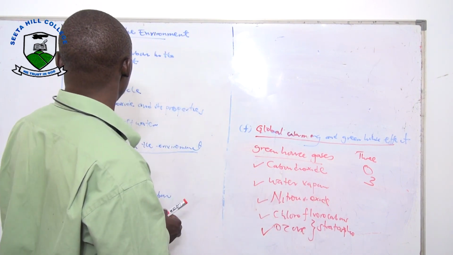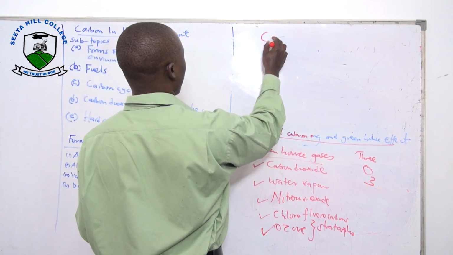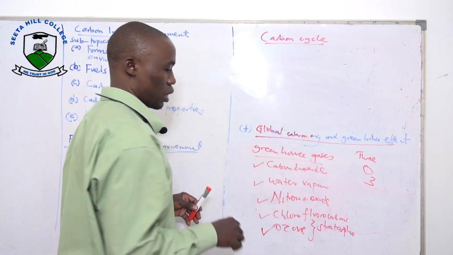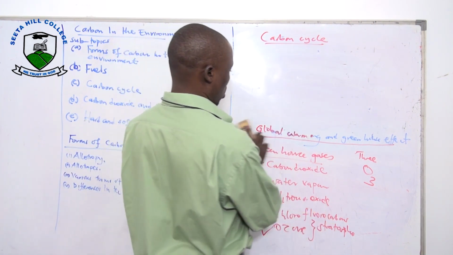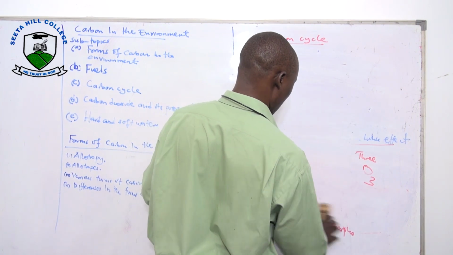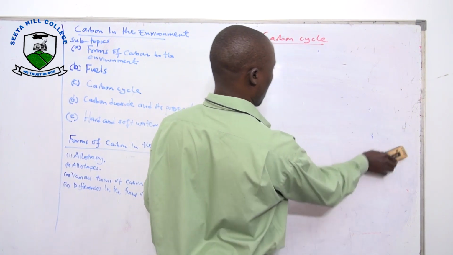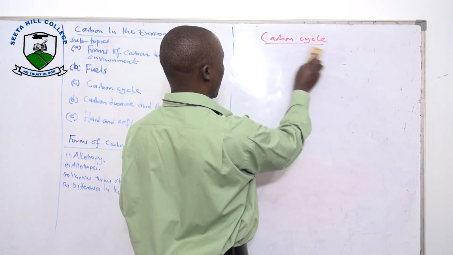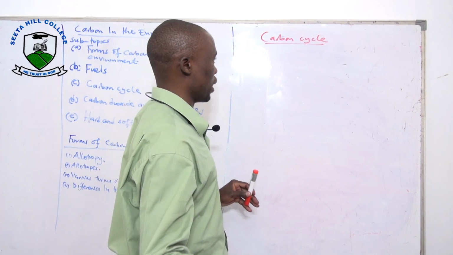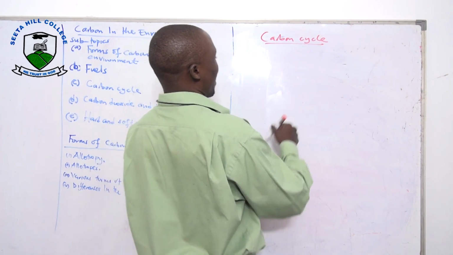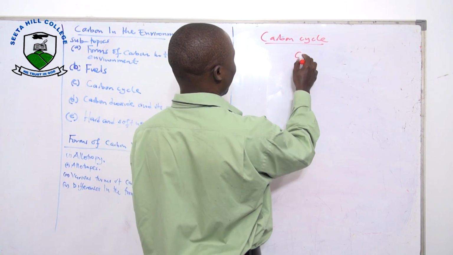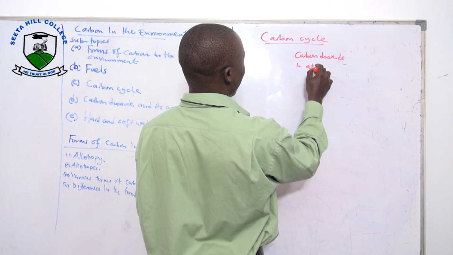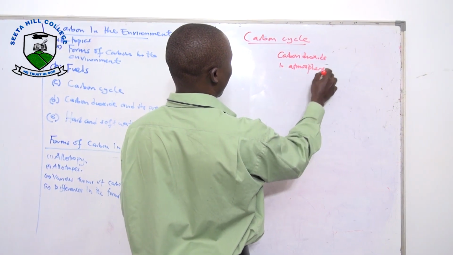So, carbon cycle. Next is the carbon cycle. You can research more on the internet to study about the greenhouse effect and global warming. Now, can somebody tell me how carbon dioxide gets into the atmosphere? Let me draw a simple cycle here to help me.